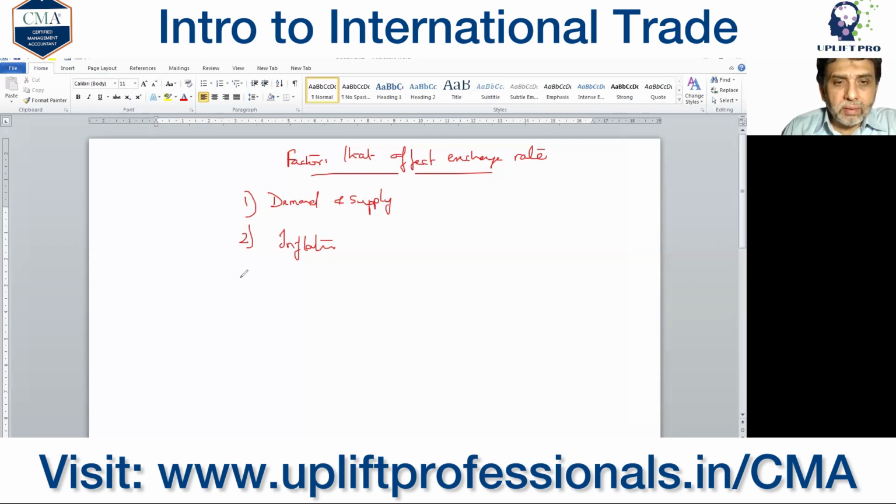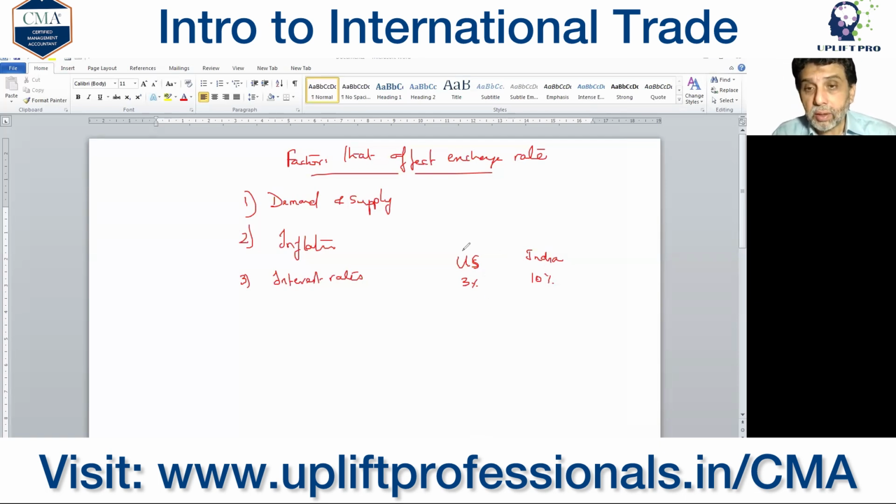Third is interest rates. Now listen carefully where interest rates are concerned. Suppose one country has increased its interest rates. Its currency would appreciate with respect to the other country. For example, suppose US interest rate is 3% and India has increased its interest rates and made it 10%. Its currency would somewhat stabilize against the US.